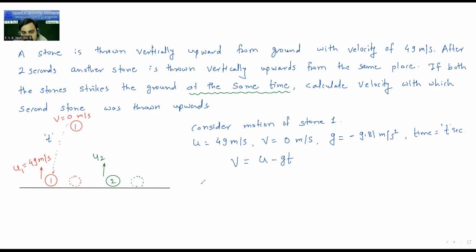So therefore 0 is equal to 49 minus 9.81 into t. Therefore t is equal to how much? 4.99 seconds. Okay, t is equal to 4.99 seconds. So now if t is 4.99 seconds, this is the time when this first stone started from the ground and reached maximum height. After reaching the maximum height, when its velocity becomes 0, it will start to fall down like this.